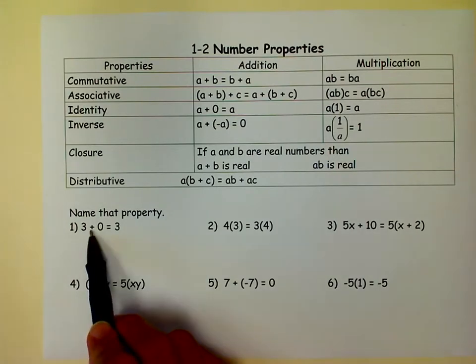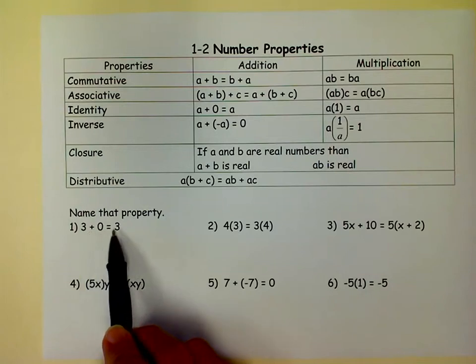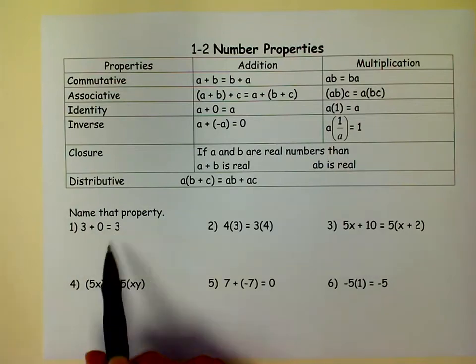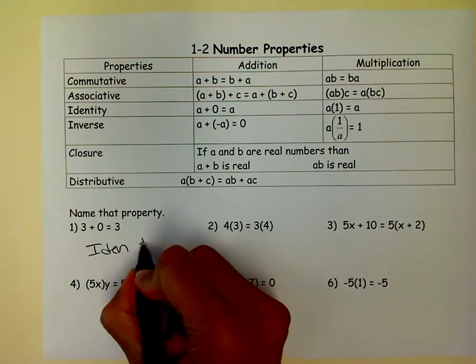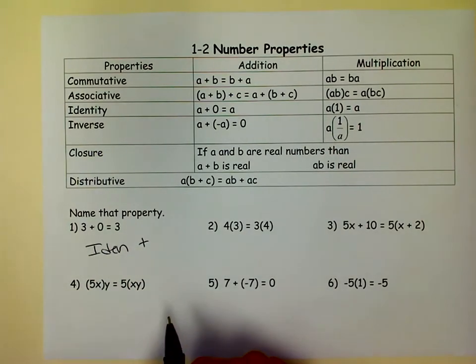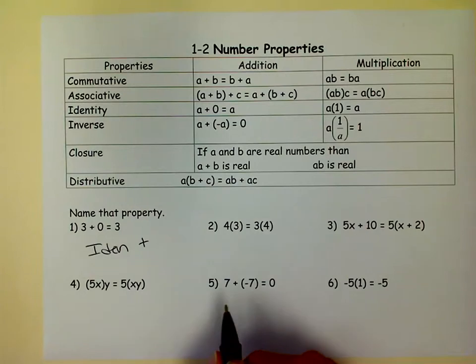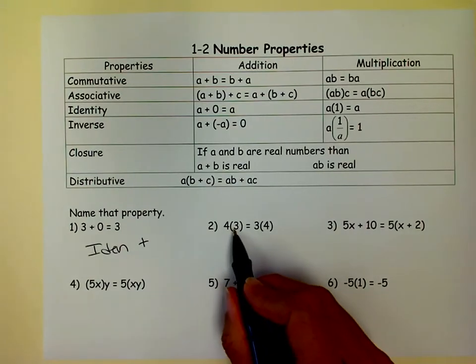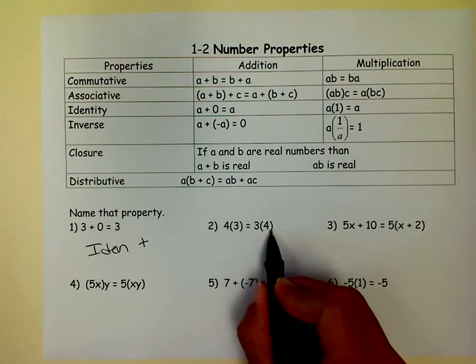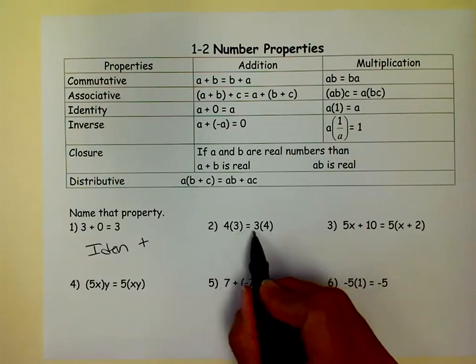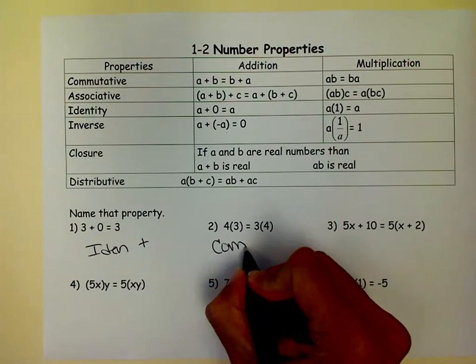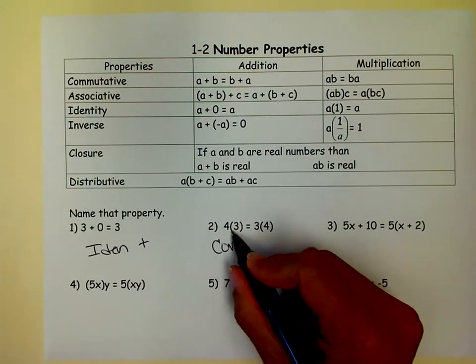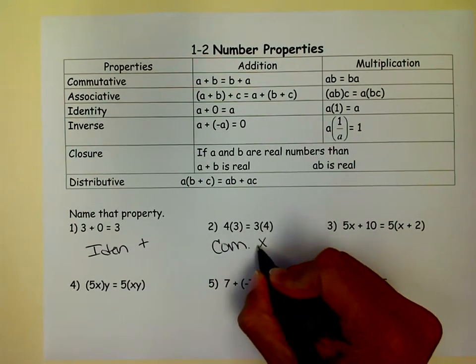Anytime there's a plus sign and a 0, and the number keeps its identity, then we know that that's the identity property of addition. And I'll abbreviate there. You can write it out on your paper if your teacher wants you to do that. This one, 4 times 3, is the same as 3 times 4. Well, we have the same thing, but the order switched. So that means our commutative property, which, since it's being multiplied, is of multiplication.